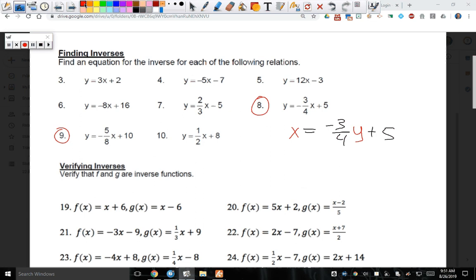Okay. So Algebra 1 skills. Here we go. What do I do to both sides? I subtract 5. My shortcut's going to help you strengthen your PEMDAS. So we're going to subtract 5 from both sides. Think about it. I want y all by itself. What can I multiply both sides by to get y completely by itself as a positive y? -4/3.